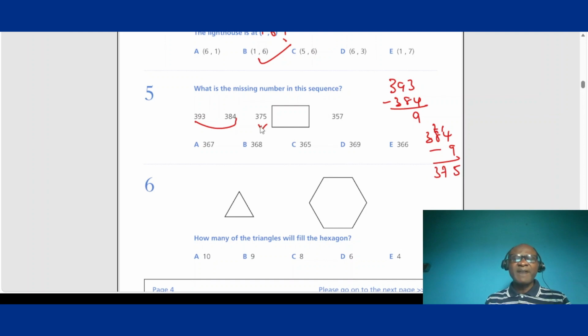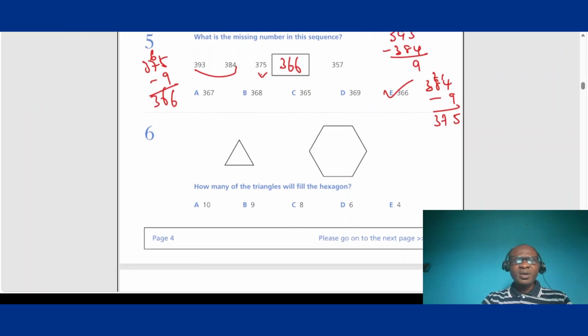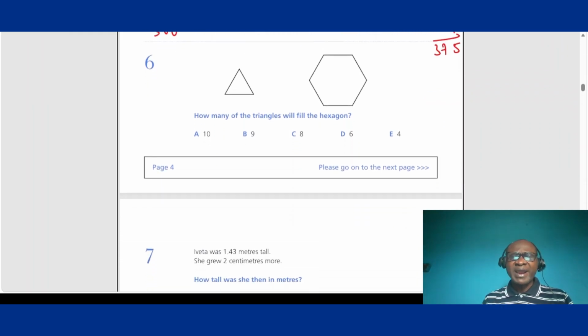Therefore, this is correct. Therefore, the correct answer now will be 375 minus 9. So here 15 minus 9 will give us 6. Therefore, this place is remaining 6. Then here is 3. 366 is the missing number. Option E. Number 6. We are given how many of these triangles we fill the hexagon.